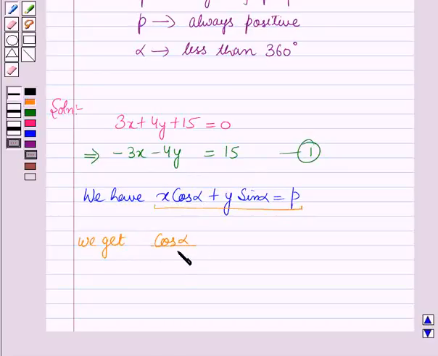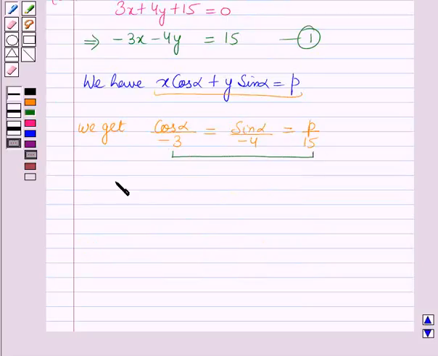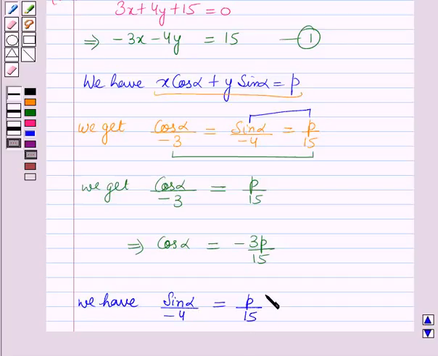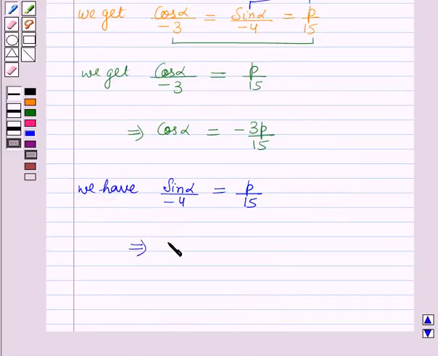cos alpha over -3 = sin alpha over -4 = p over 15. Now from these two we get cos alpha over -3 = p over 15, which implies cos alpha = -3p by 15. Also from these two we have sin alpha over -4 = p by 15. This implies sin alpha = -4p by 15.